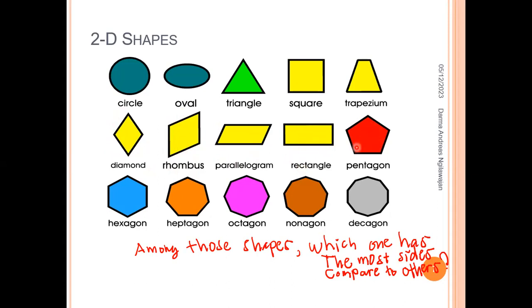This one, pentagon. Segi lima, Pak. Hexagon. Segi enam, Pak. Okay. Heptagon. Segi tujuh, Pak. Okay. What about octagon? Segi delapan, Pak. Okay.